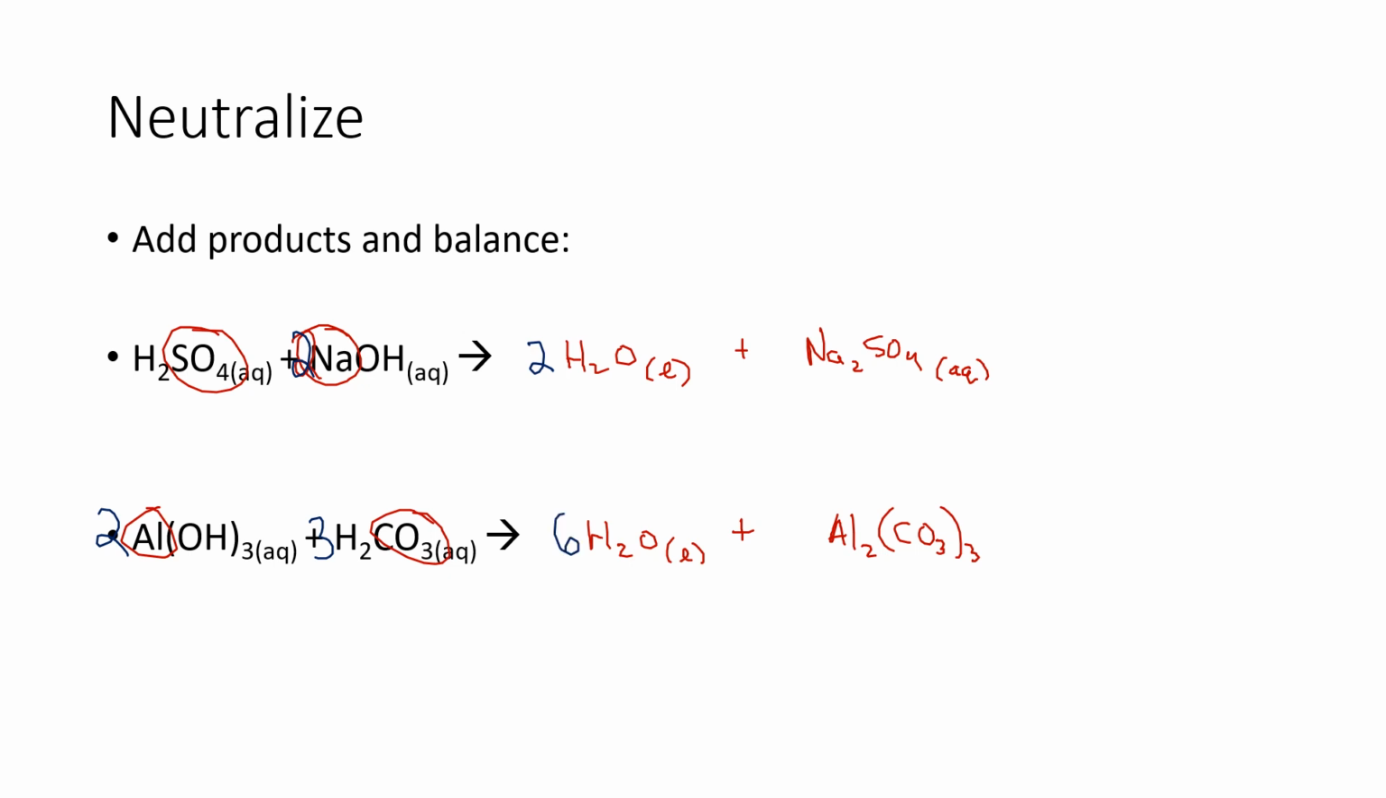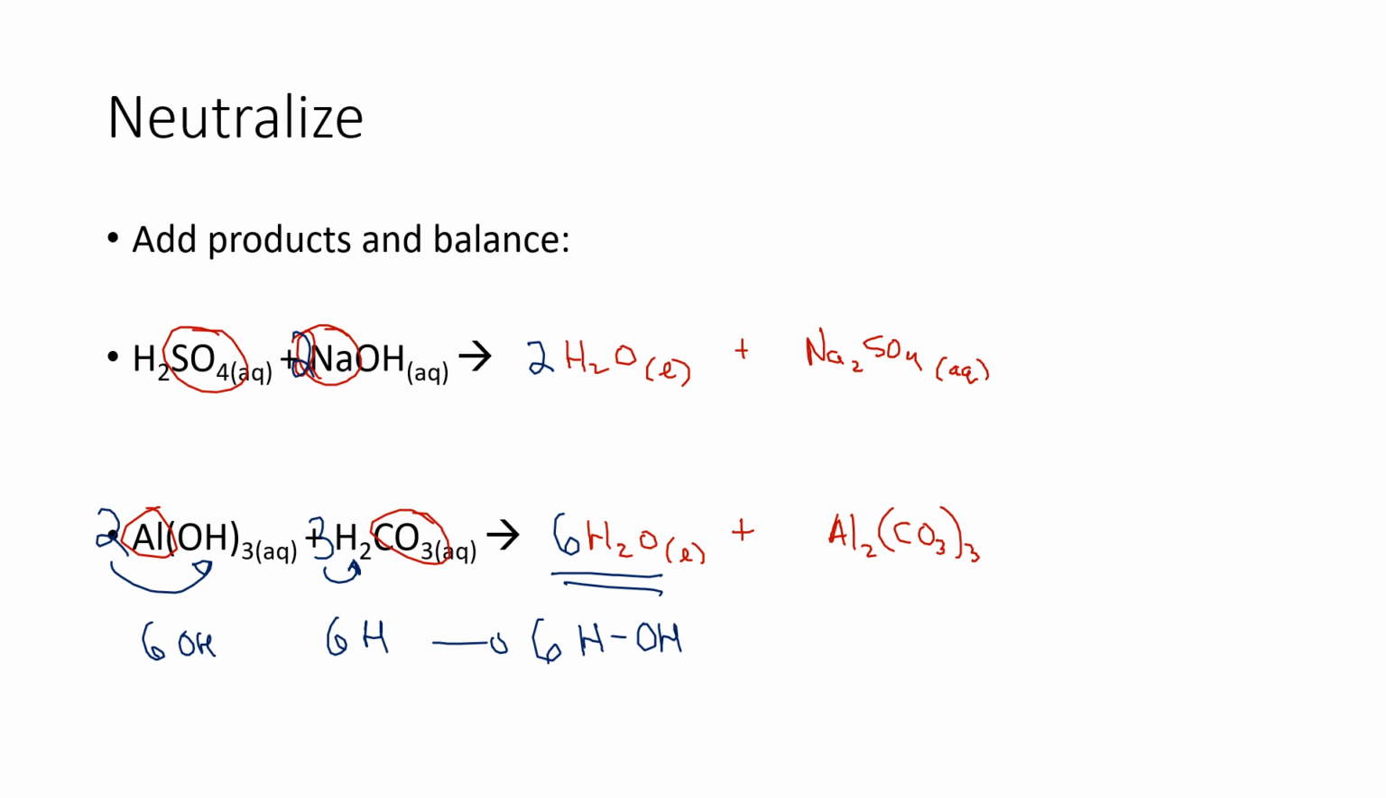That makes 6 waters. So for this one, I always look at the total number of the pieces that go into making the waters. So this is 6 OHs, and this is 6 H's. And you remember that an OH and an H means that you have a water molecule, right? So if you got 6 OHs and 6 H's, that means 6 waters, right?